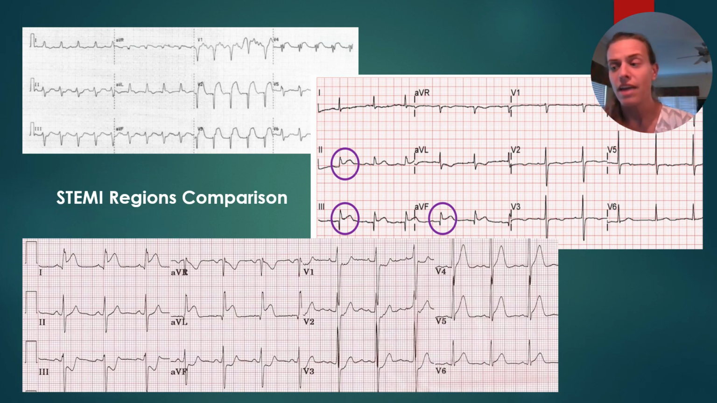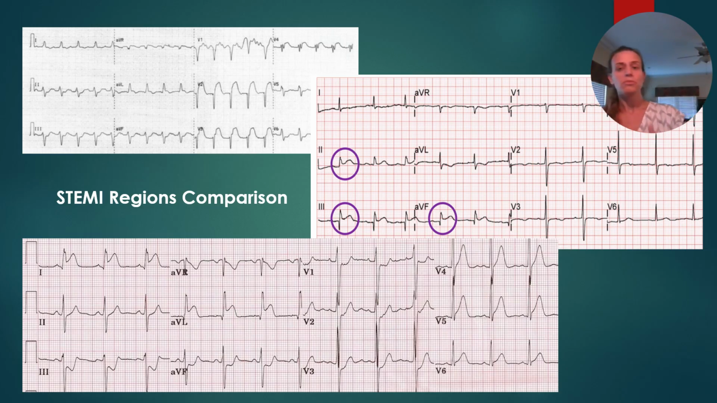Lastly, here we have a lateral STEMI. We've got the changes there showing in the V5, V6, also we definitely have some in 1 and aVL. Those are all the lateral leads, very obvious, very significantly in the lateral region of the heart.